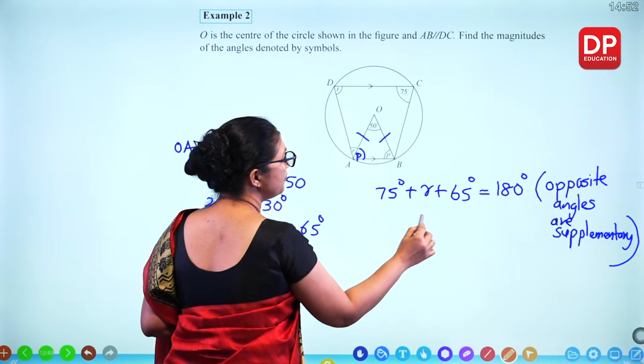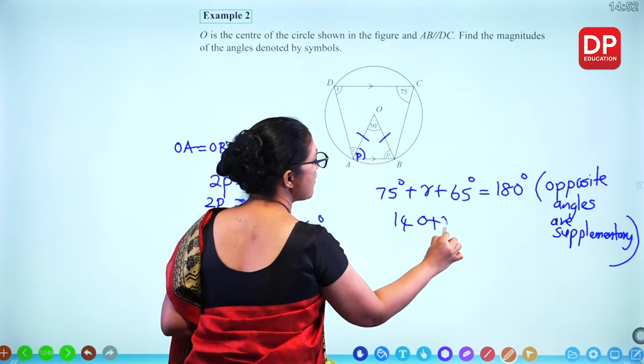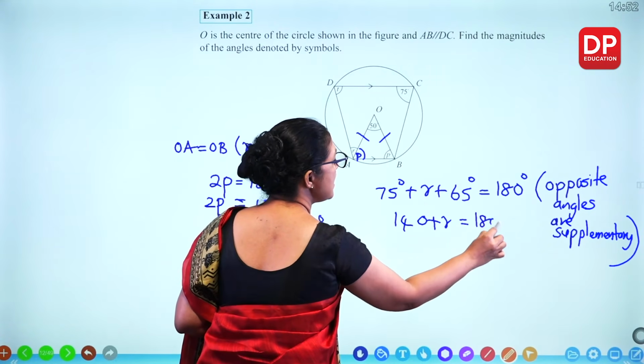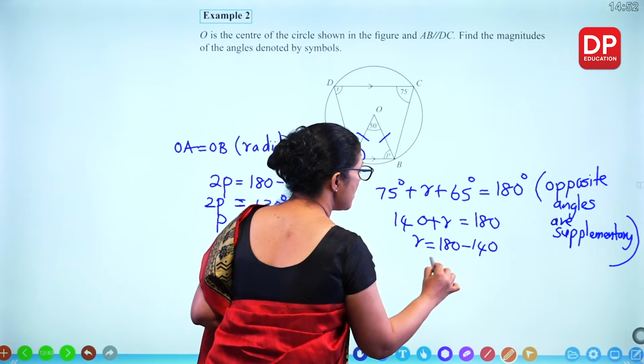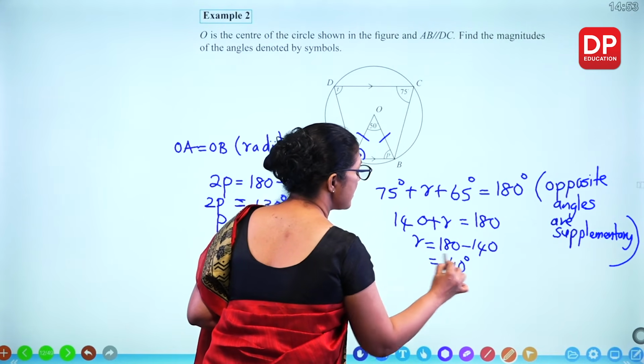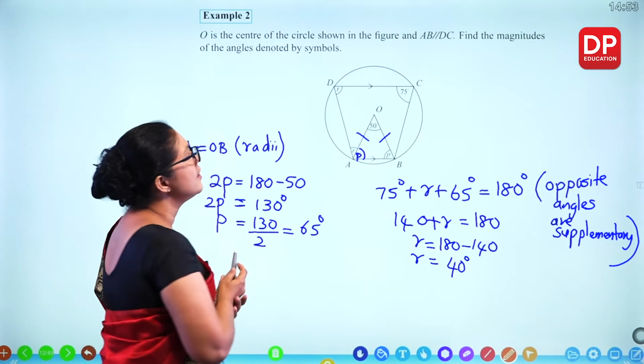So add these two. 140 plus R equals 180. So what's R? 180 minus 140. You get 40 degrees. That's this value.